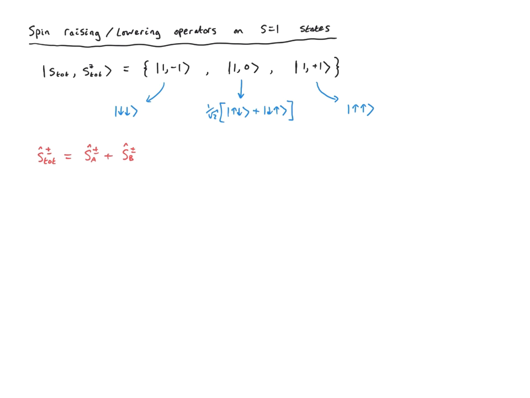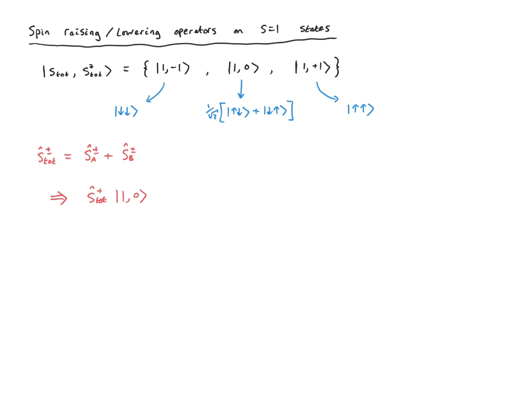Let's now consider the spin raising and lowering operators on these s equals 1 states. First of all, let's denote our states in terms of these kets, labelled by the quantum number for the total spin and total z projection of the spin. For s equals 1, we have sz of -1, 0, and +1. As we saw, these can be written in terms of our composite AB system in the following way. Now, the raising and lowering operators on these states can be thought of as a sum of the raising and lowering operators for the A and the B subsystems. So let's see how these operators act on these basis states.